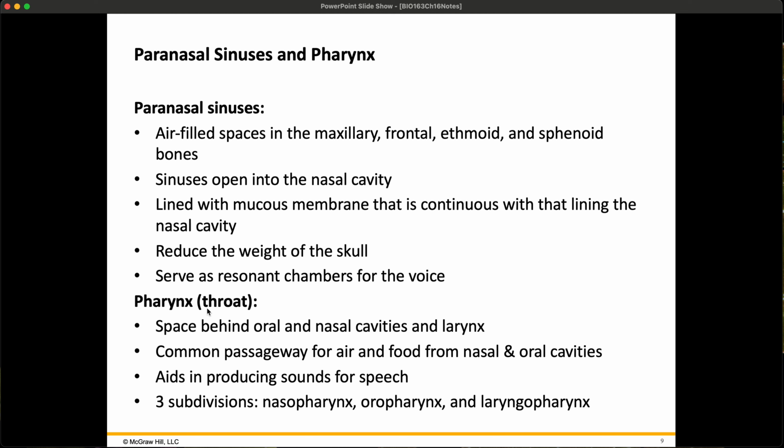If you go down, we can get into the pharynx. Again, that's the throat. There are different regions, the naso, oro, and laryngopharynx. This is the space behind the oral and nasal cavities, a common passageway for air and food from the nasal and oral cavities. Even though you probably do not consume much food through the nose, it is definitely for air. And then it helps to produce sounds for speech by the passage of air by the reverberation of the vocal cords. And again, those three subdivisions of it.